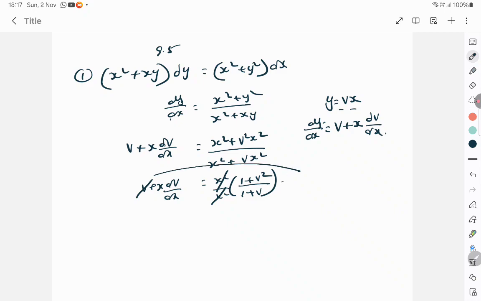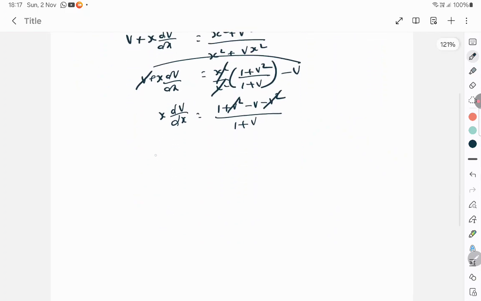Now you cancel the v and take it to the other side. x dv/dx = ..., LCM is 1 + v. So you get (1 + v² - v - v²)/(1 + v). So v² and v² get cancelled. Now look at this: it has become variable separable, (1 - v)/(1 + v). Now you can bring all the v to one side and x to the other side.